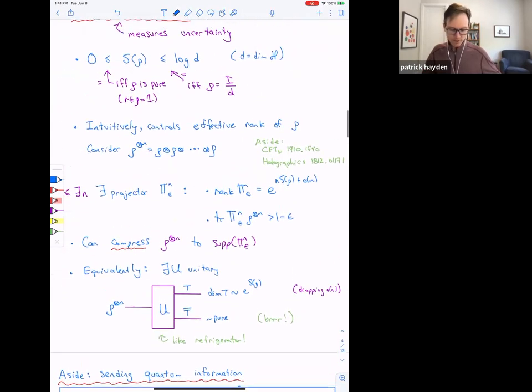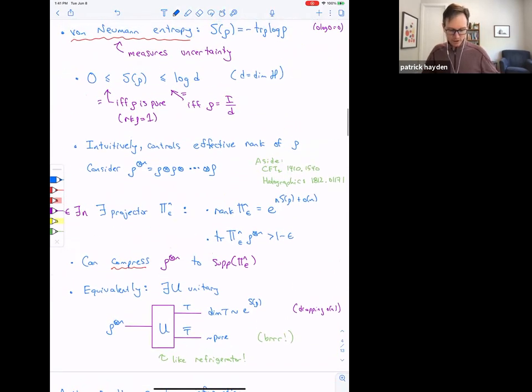Okay, so are there questions about my little introduction to entropy, what it means, how it's associated with compression?